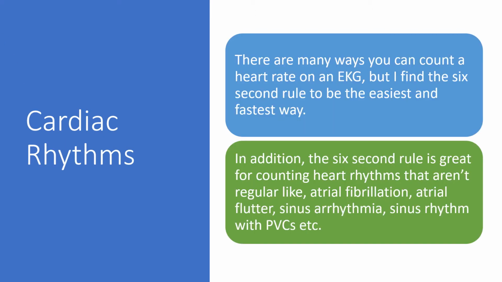There are many ways that you can count a heart rate on an EKG, but I find that the 6-second rule is the easiest and the fastest way. In addition, the 6-second rule is great for counting heart rhythms that aren't regular, like your atrial fibrillation, your atrial flutter, your sinus arrhythmia, and your sinus rhythm with PVCs. So it works well in those regards as well.